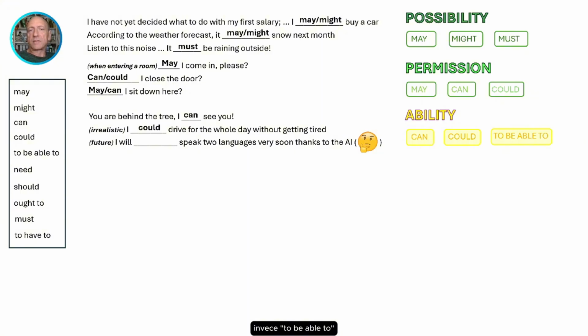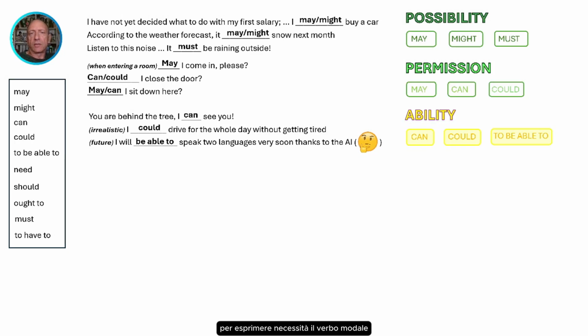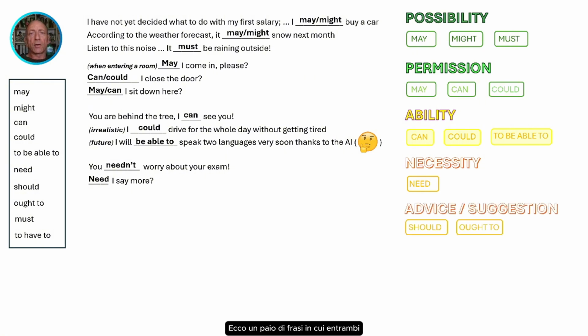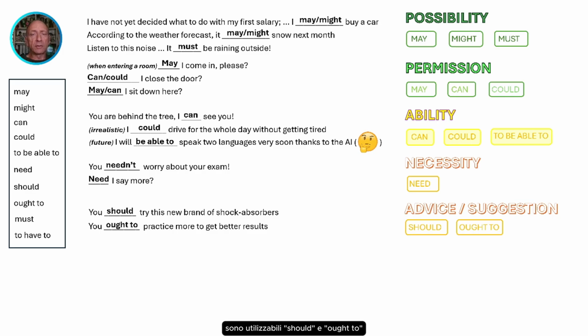To be able to, instead, is used when the action is happening in the future or in the past. To express necessity, the modal verb need is used in negatives and questions to indicate lack of necessity. For suggestion and advice, here are a couple of sentences in which both should and ought to are viable.